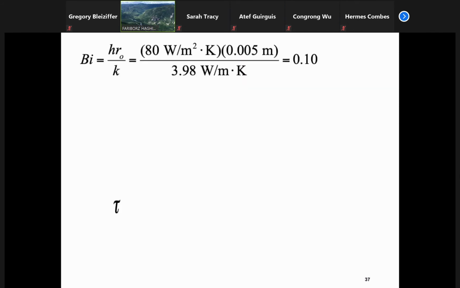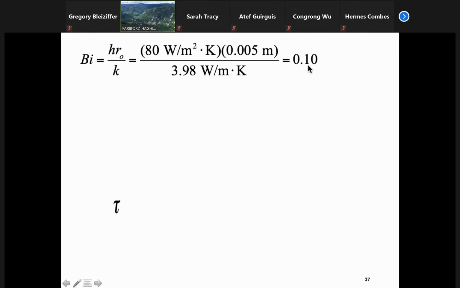We calculate first the Biot number. The Biot number is this one. If you look at the cylinder, we can see the characteristic length is almost the same as the radius. Therefore, we have this number here. And now we can see the Biot number is 0.1.